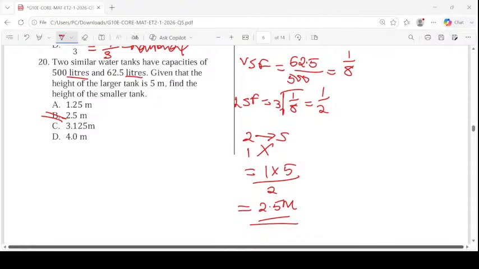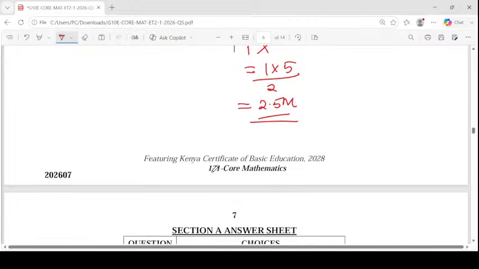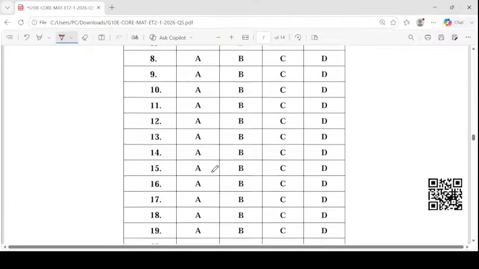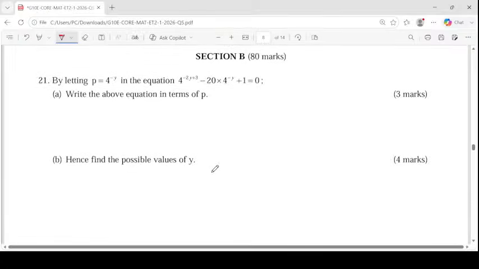This marks the end of section A of the paper. We can now have a look at section B of the same question paper. This is now 80 marks. You need to pay much attention. I hope you are still following.